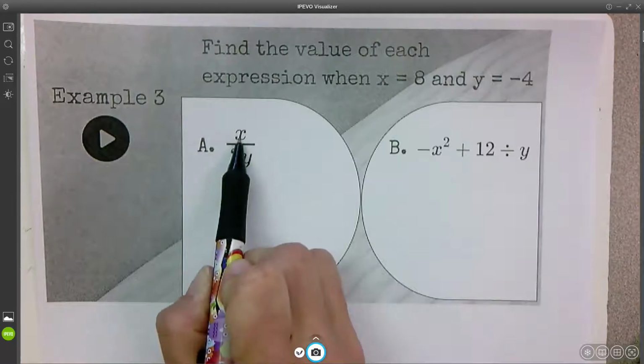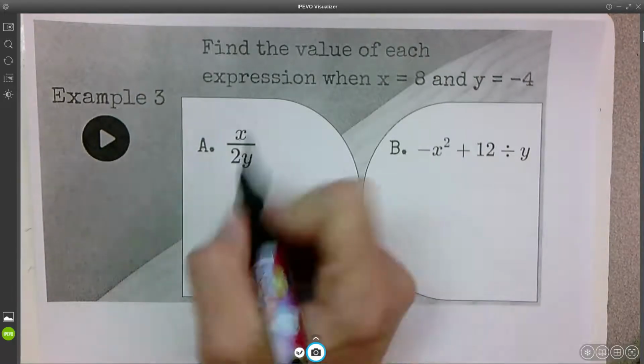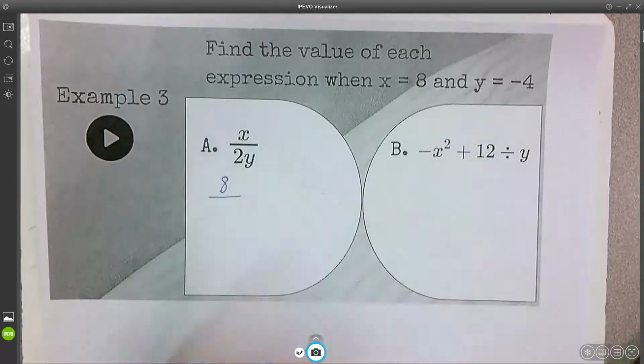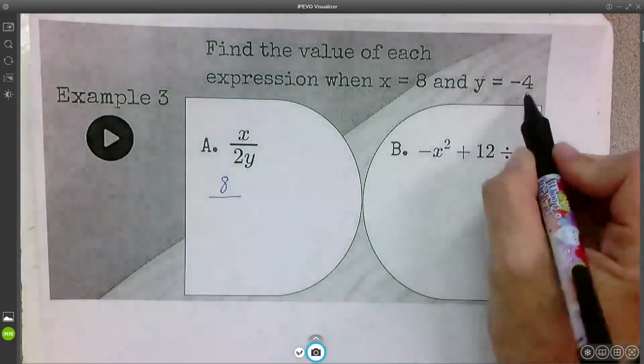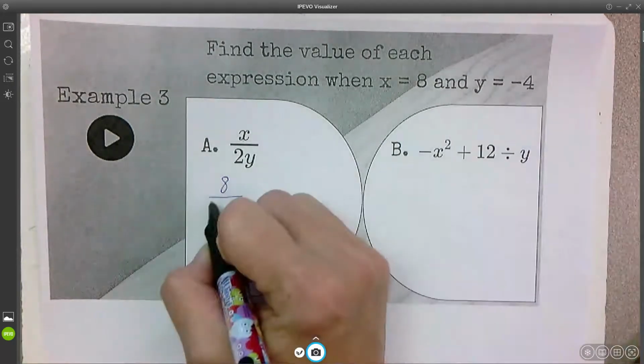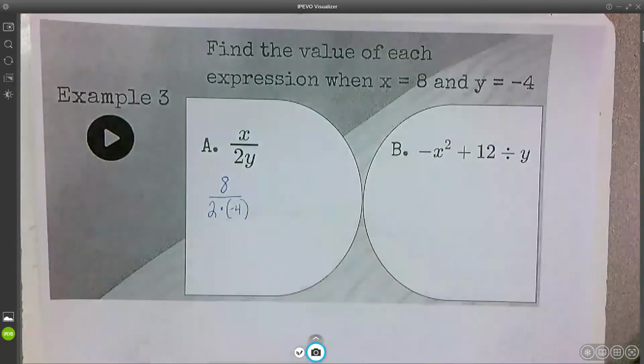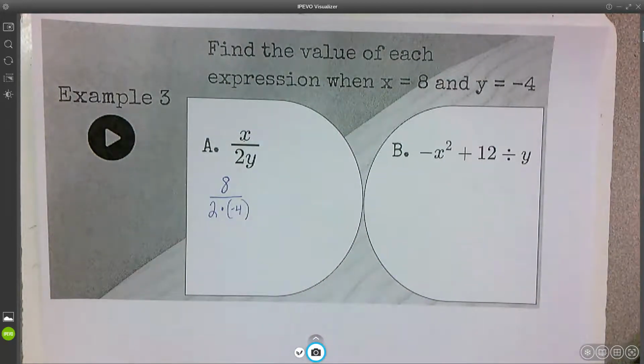They told me that x is 8, so I'm going to replace my numerator with an 8. In the denominator, 2y means 2 times whatever y is. And in this case, y is -4. So it becomes 2 times a -4. And you can write that numerous ways, but I chose with the dot.